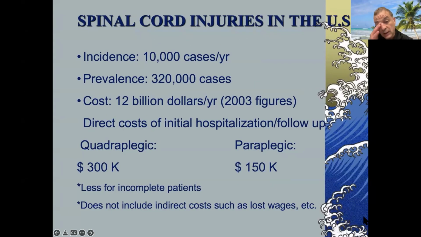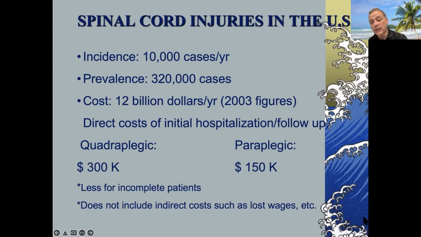In terms of incidence, it's about 10,000 cases per year in the US, actually slightly going down over time, fortunately, because of preventative measures and educational measures. We see, for example, in Florida, much fewer diving accidents than we did before. The prevalence obviously is the incidence times the years that these people survive. As survival has increased, the prevalence has increased. And it's an incredibly costly disease, not only to manage initially, but also to take care of the patients after their injury.